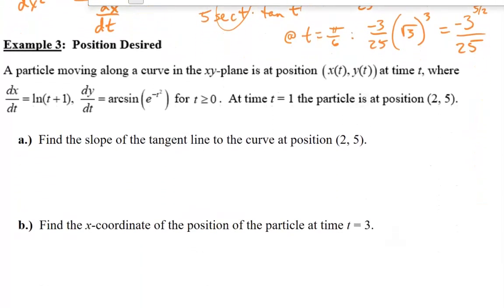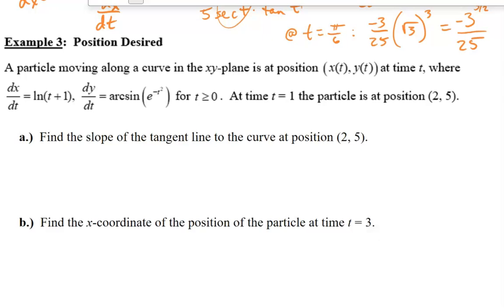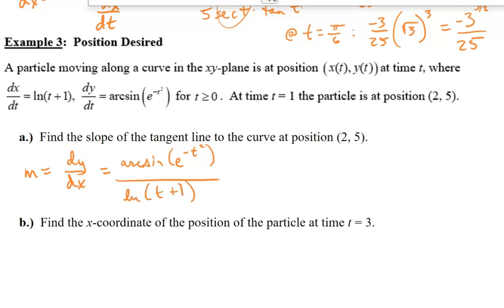Lastly, here we have an application of this. Let's see. So find the slope of the tangent line to the curve. Okay, so the curve is given x of t, y of t, and I don't know what x and y are, but I do know what their derivatives are. So the slope of the tangent line is dy over dx, which is arc sine of e to the negative t squared over natural log of t plus 1 at, really I should have put this in here, at 2, 5.